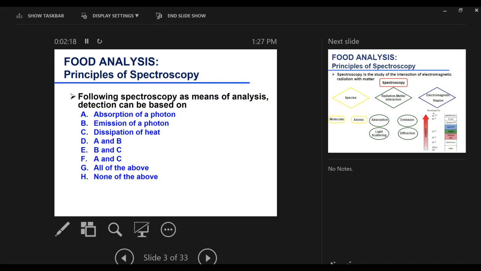We're going to use spectroscopy. You already used spectroscopy in HPLC. Already looked at absorption. So spectroscopy is involved in so many areas in food analysis. So many different methods involve spectroscopy. So following spectroscopy as means of analysis, detection can be based on absorption of a photon of light, emission of a photon of light, or dissipation of heat.